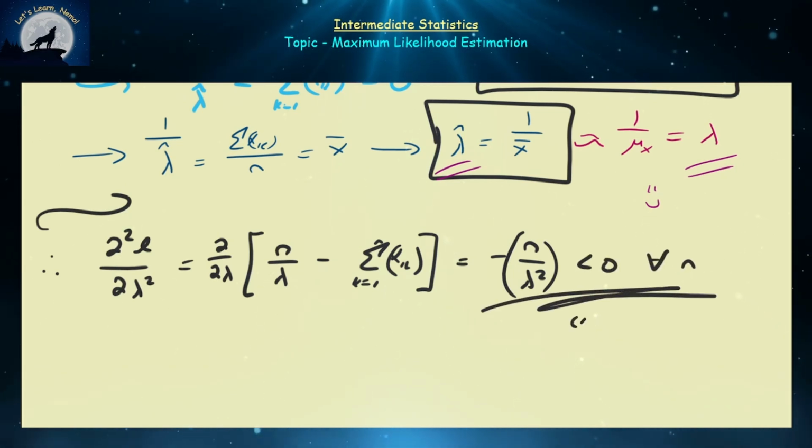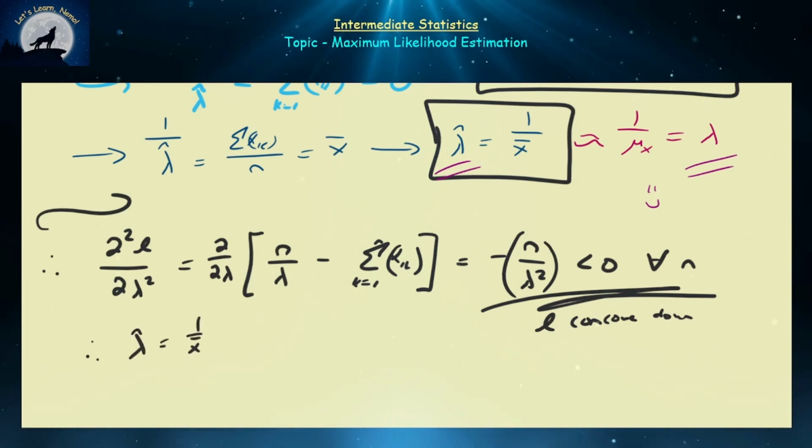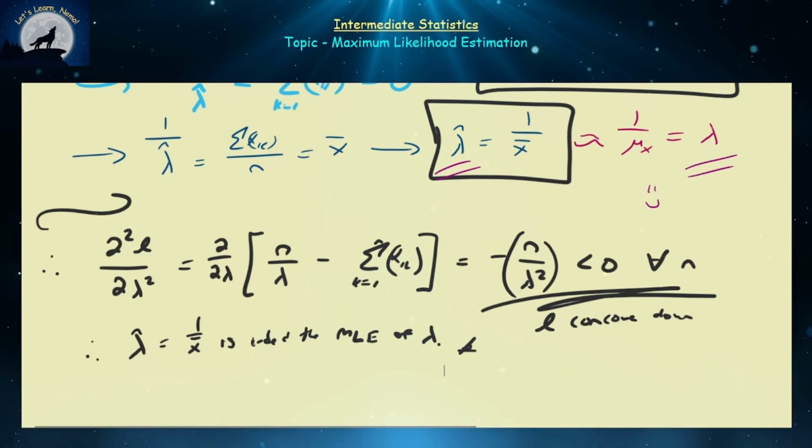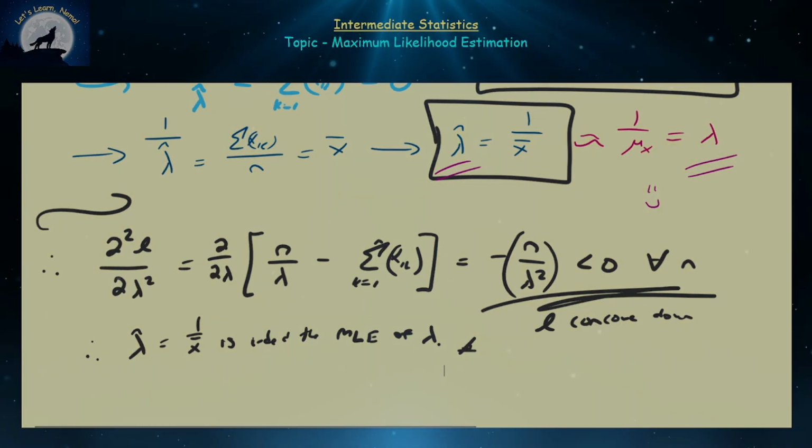Right? So that means the second derivative is always negative, which means the function L is concave down. That means that lambda hat equals 1 over x bar is indeed the maximum likelihood estimator of lambda. Right? And that completes the proof of that very useful theorem.